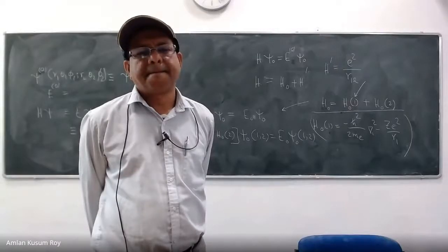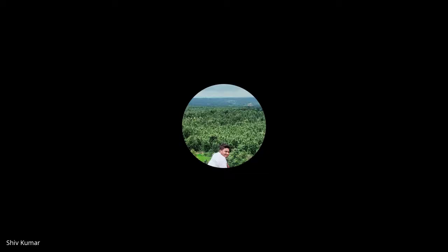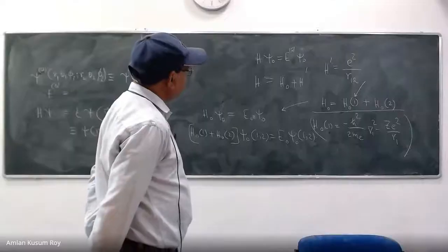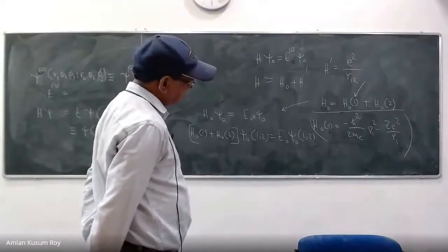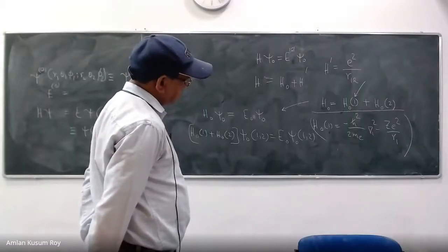So psi 0 we can write as two separate functions, psi 1 of R1, theta 1 and phi 1, and psi 2. Psi 0 is a combination of psi 1 and psi 2. So what will happen to E0? That also we will write as E1 plus E2.